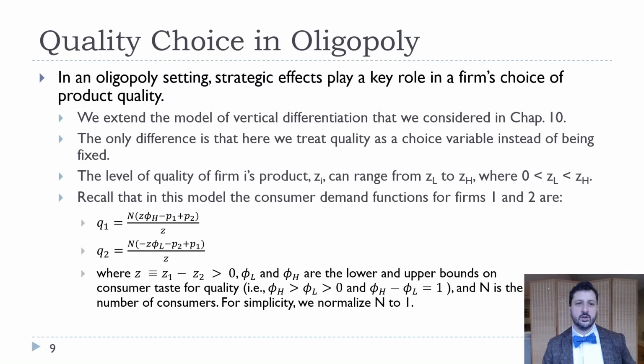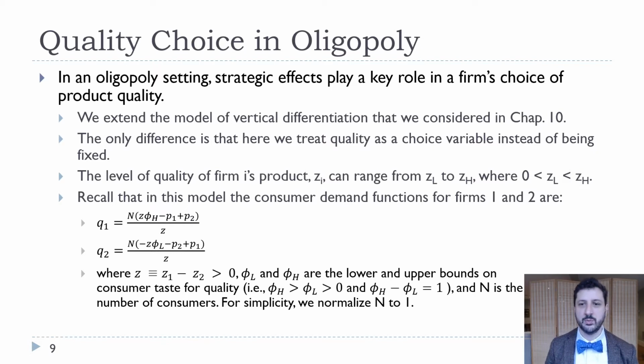So in the last video, we looked at quality choice and monopoly, and it wasn't too surprising. The monopolist basically maximized profit by setting the marginal revenue of quality equal to the marginal cost of quality. Here we want to extend the model and look at quality choice in an oligopoly.